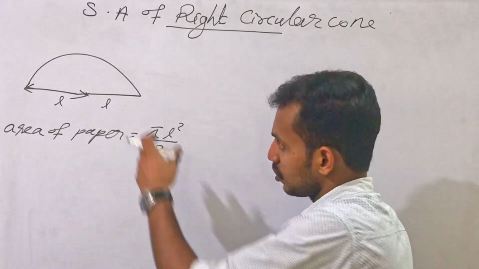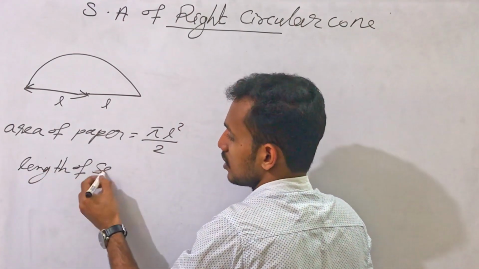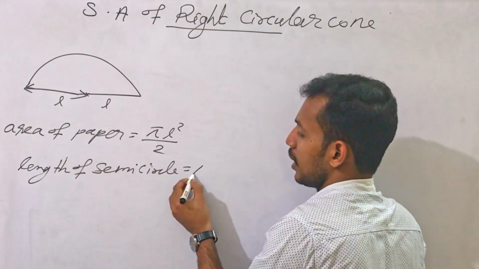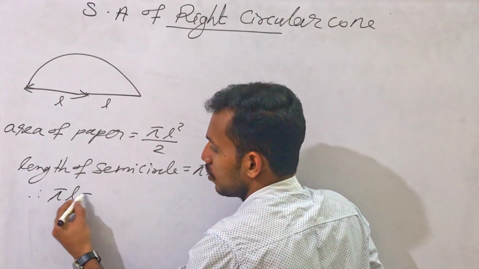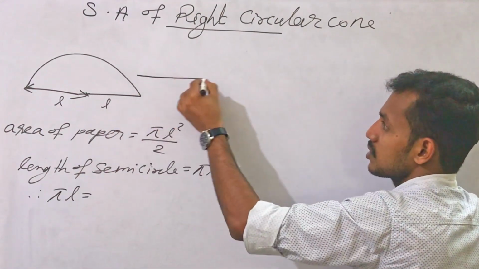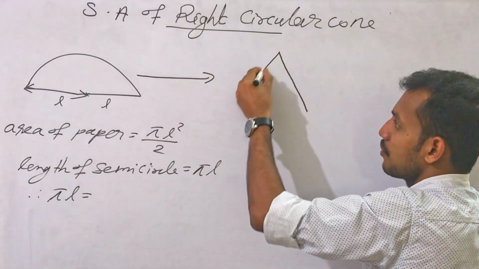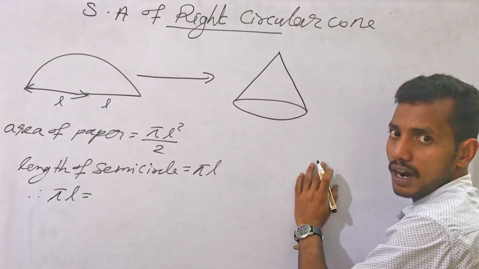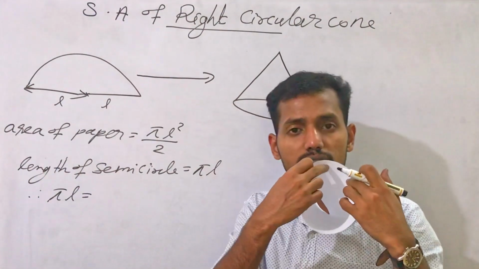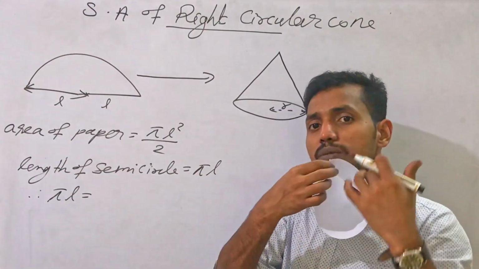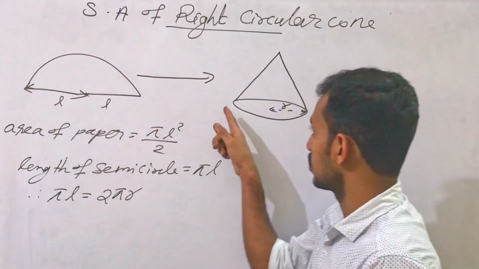So what is the length of the semicircle? We can write that the length of the semicircle is equal to pi L. And therefore this pi L should be equal to the length of the new circle. When I made this semicircle into the form of a cone, I got a new circle at the bottom part of the cone with a radius r. The length of this circle will be 2 pi r. That means the length of the semicircle should be equal to the length of the circle.